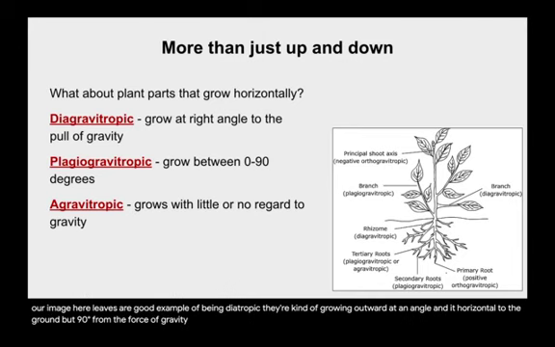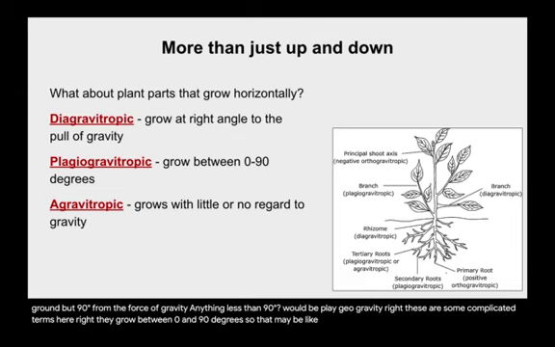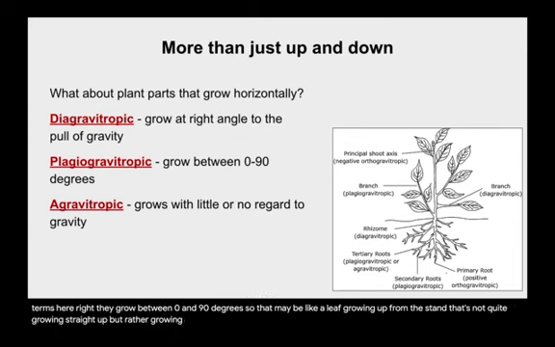Anything less than 90 degrees would be plagiogravitropic. These are some complicated terms here. They grow between 0 and 90 degrees. So that may be like a leaf growing up from the stem that's not quite growing straight up, but rather growing at a slight angle.